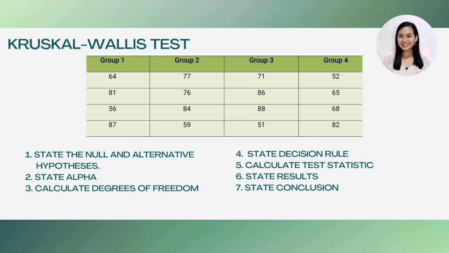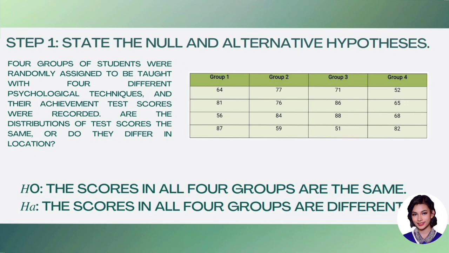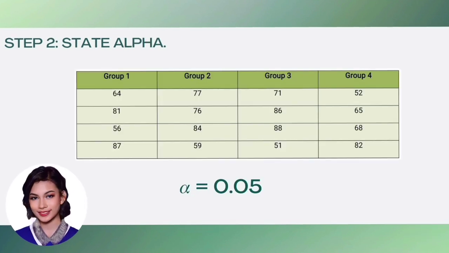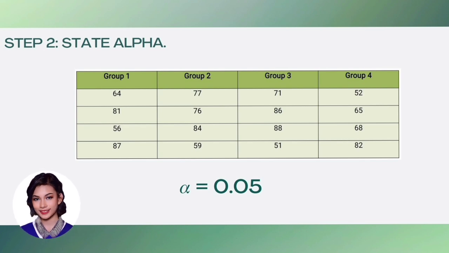conclusion. Step 1 for Kruskal-Wallis test is stating the null and alternative hypothesis. We must first define what is our null and alternative hypothesis in this problem. And in this case, the null hypothesis, H0, states that the scores in all four groups are the same. An alternative hypothesis, HA, states that the scores in all four groups are different. Step 2. Stating the alpha. In this problem, we will be using an alpha level of 0.05.